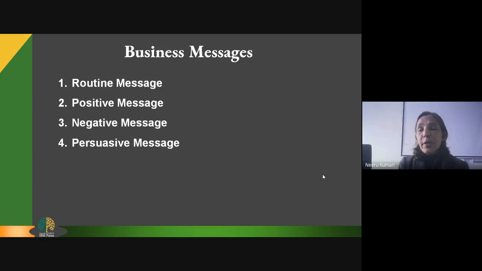That is, it could be routine messages wherein it would be formal. It could be positive, where the information is encouraging. It could be negative, where the information that you are sharing is discouraging. Or it could be persuasive, wherein the person is trying to show the mirror and reflect upon the areas where the development is necessary in order to grow, in order to sustain in the organization. So that's all in today's class related to business messages.